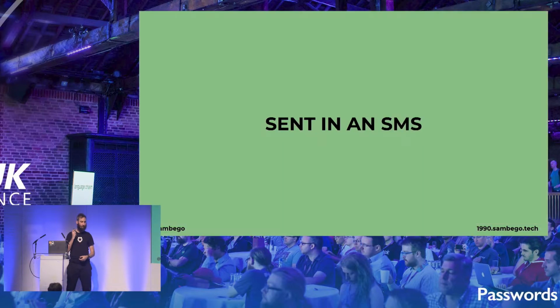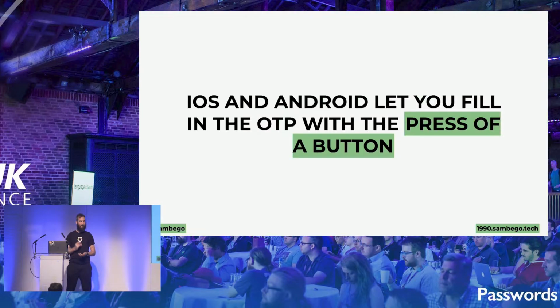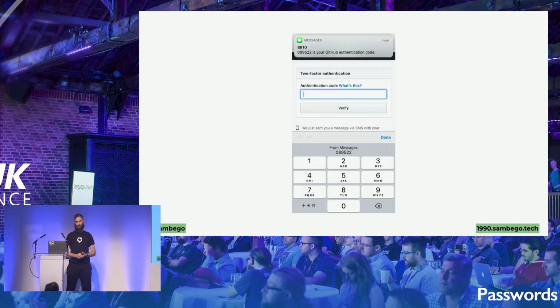So if we look at the one-time passwords which are sent in an SMS, if you use iOS and Android, your keyboard will usually just say, hey, I just received a one-time password in your messages. Do you want me to fill it in? It looks a bit like this. This is a second-factor authentication on GitHub, and you can see the message on top that I got a one-time password, and the keyboard says, do you want to fill in the one-time password from messages? I believe that Android has the same functionality.